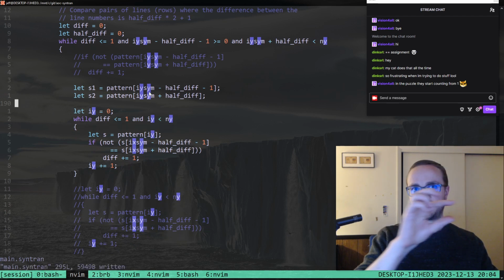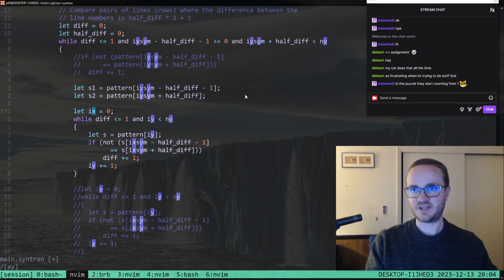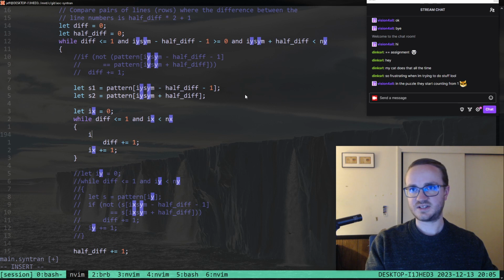Now we're going to iterate through the columns of both of these lines. So we do that by iterating over x. And this comparison is a little bit easier now. So I increment x at the end of this loop. And this comparison is now just if not s1 ix equals s2 ix.